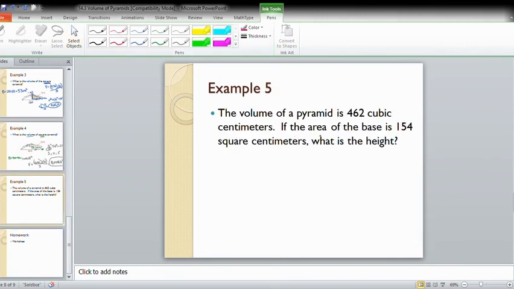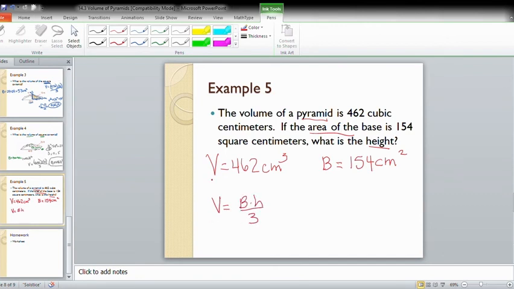So the volume of a pyramid is given as 462 cubic centimeters. So we know that the volume is 462 centimeters cubed. If the area of the base, so big B, is equal to 154 centimeters squared, we need to find the height. Again, super easy. If you know the formula, volume equals big B times h divided by 3. So let's plug in what we got. 462 equals 154 times h divided by 3.